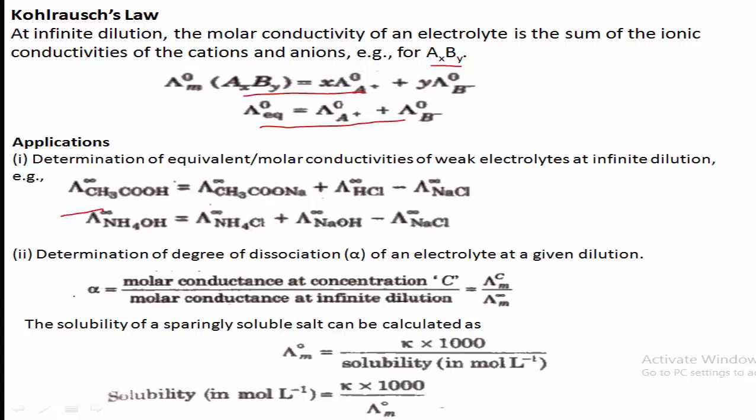Go through this example. Determination of degree of dissociation of an electrolyte at a given dilution, that is given by this equation. Alpha is equal to molar conductance at concentration C divided by molar conductance at infinite dilution. The solubility of a sparingly soluble salt can be calculated as lambda m naught is equal to kappa into 1000 divided by solubility, or solubility is equal to kappa into 1000 divided by molar conductivity at zero concentration.